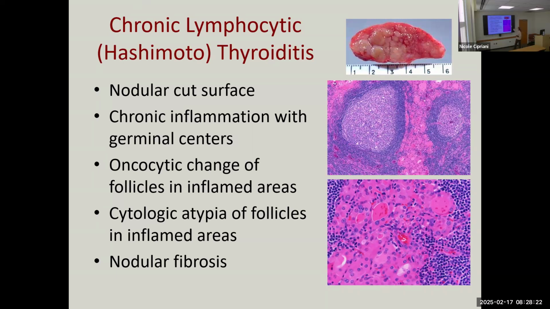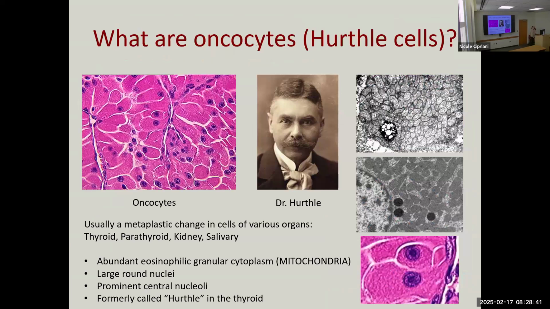And it recapitulates the significant chronic inflammation in the background with oncocytic change of your thyroid follicles. This is essentially pathognomonic of Hashimoto's thyroiditis. Chronic lymphocytic thyroiditis with germinal centers and oncocytic change of follicles. We know oncocytes as being a histologic manifestation of enlargement with granular pink cytoplasm because of the mitochondria, and enlarged nuclei with prominent nucleoli because these are metabolically active cells.